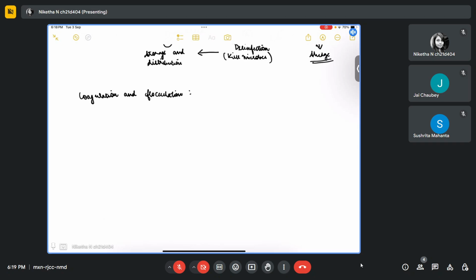Generally, particles will have some kind of surface charge. It can be either positive or negative. When two particles have the same kind of surface charge, they won't be able to come together because there will be a force of repulsion.